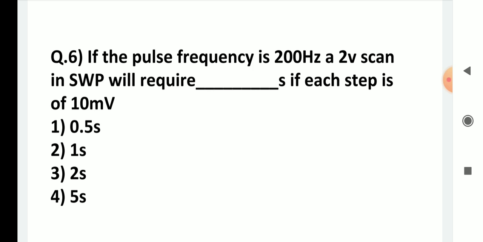So the answer for this will be 1 second, because you have to cover 200 steps. 2 volt is 2000 millivolt, 2000 divided by 10, because each step is of 10 millivolt. So total 200 steps are required, and the frequency is 200 Hz. So if the frequency is 200 Hz, 200 steps will require 1 second. So the answer to this is 1 second. The second one is the answer. The choices are 0.5, 1, 2, and 5. The correct answer is 1 second. If you had a 1 volt scan, then you would have required half a second.